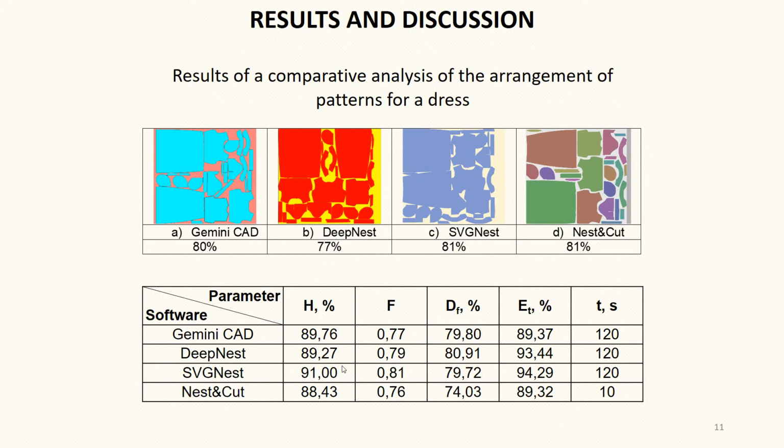As can be seen from the table, the material utilization rate and the overall efficiency of the algorithms are highest with SVG Nest and lowest with Nest and Cut. The set data processing time is 120 seconds for the three algorithms and 10 seconds for Nest and Cut.